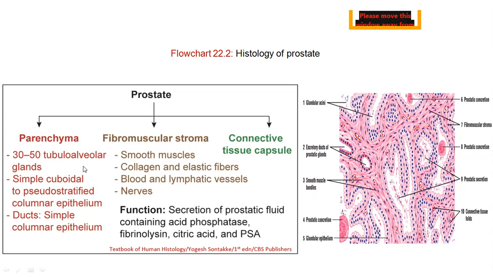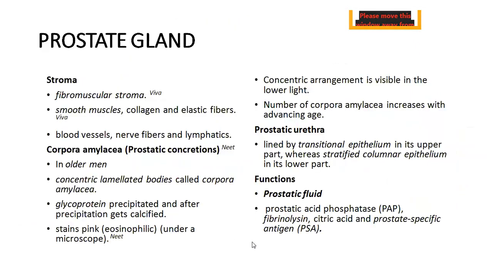So we see the prostate has parenchyma, which is made up of 30 to 50 tubuloalveolar glands lined by simple cuboidal to pseudostratified columnar epithelium. The ducts are lined by simple columnar epithelium. The fibromuscular stroma has smooth muscles, collagen and elastin fibers, blood vessels and lymphatics. The connective tissue capsule is outside. The function of the prostate is secretion of prostatic fluid containing acid phosphatase, fibrinolysin, citric acid, and also the prostate specific antigen.